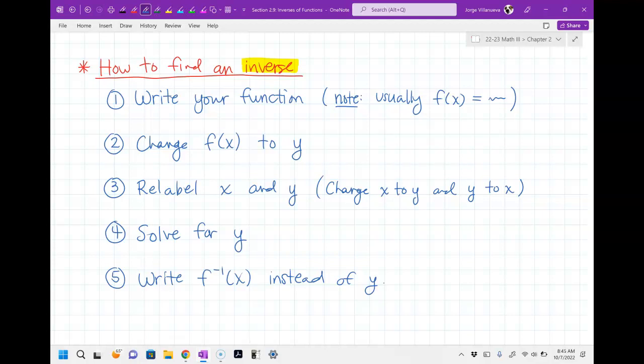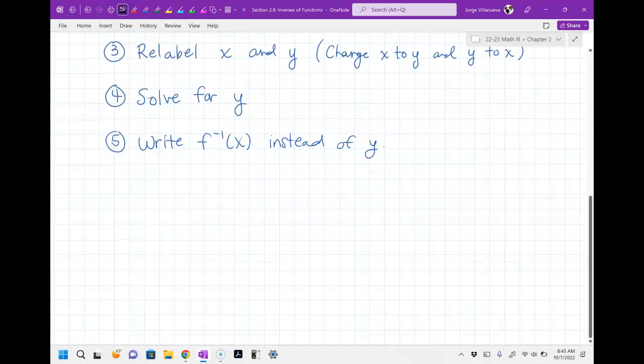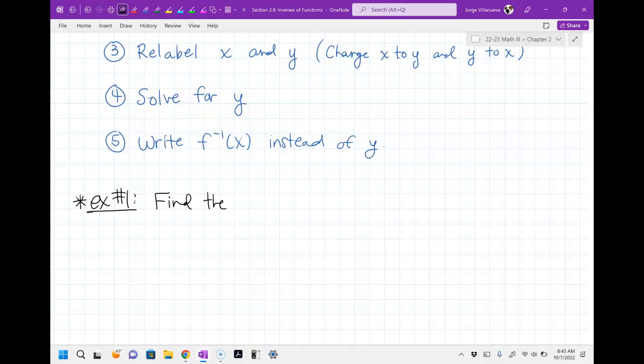So like I said, I'm going to go ahead and do some of these homework problems for you guys so you can try to get a lot of it out of the way. So here we go. Example number 1. All right, so we're going to find the inverse. Find the inverse.